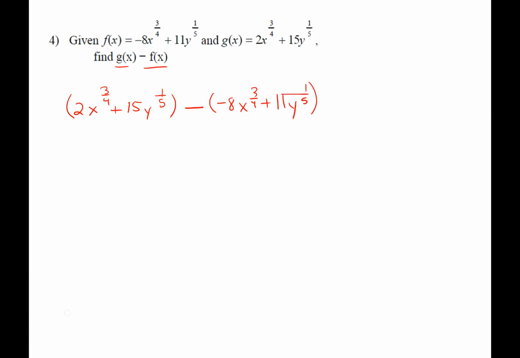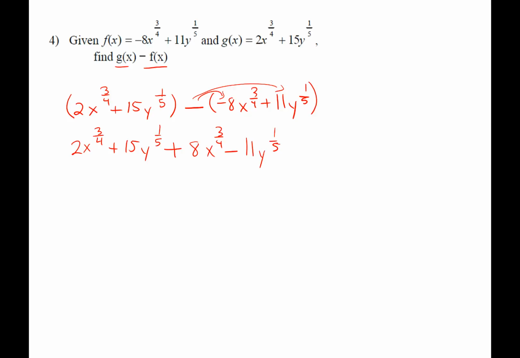So here, when I go to simplify, I'm going to watch those parentheses really carefully. The first parentheses, I don't really need those, so just rewrite. The second parenthesis, though, I have to distribute that negative through, so I get plus 8x to the 3/4 and then minus 11y to the 1/5.